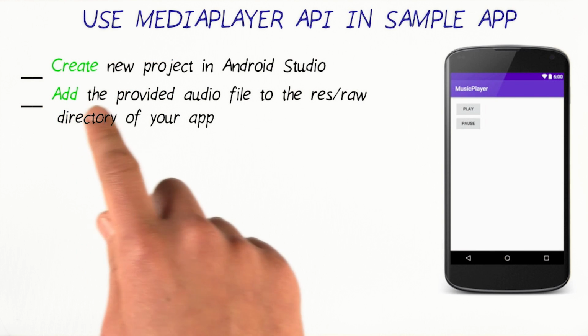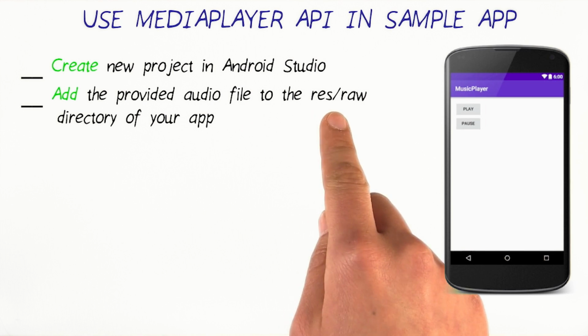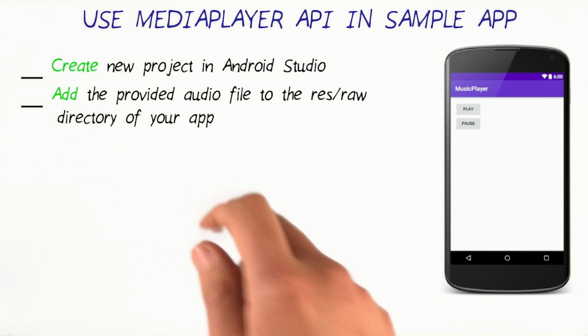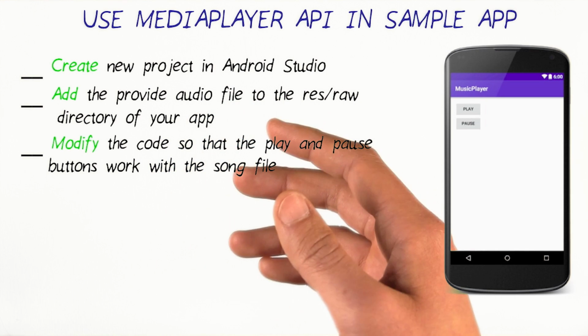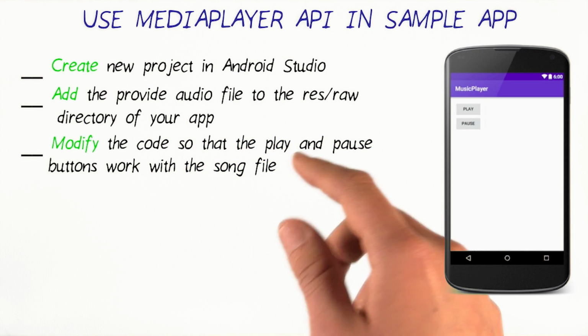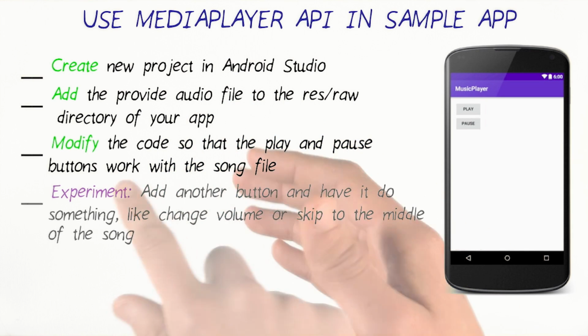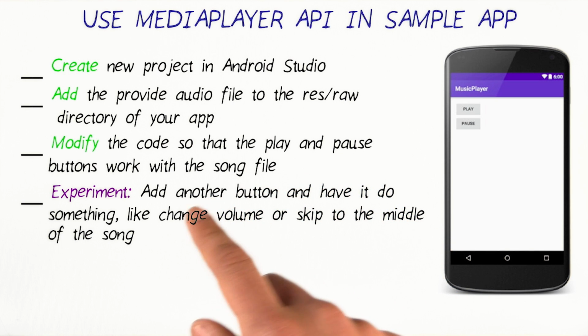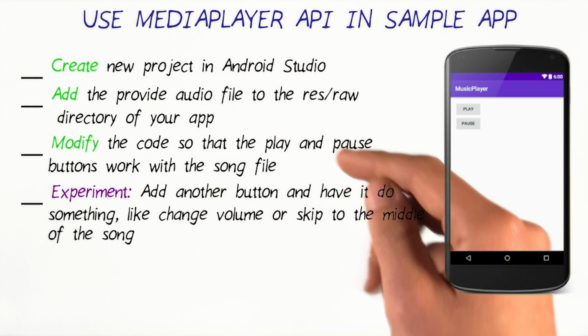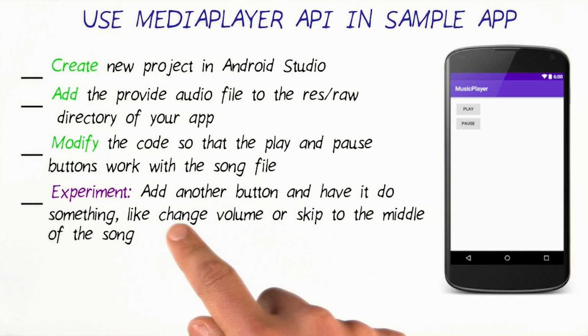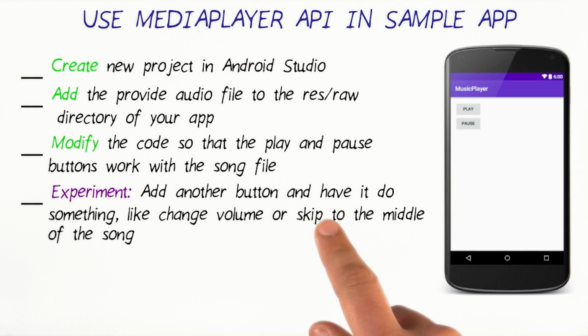And then we'd like you to add the provided audio file to the res/raw directory of your app. Then I'd like you to modify the code by adding on-click listeners to make each of the buttons actually play and pause the song. Also, give it a try and experiment with other functionality provided by the Media Player class. So for example, you can try adding a button that changes the volume, or even skips the middle of the song.